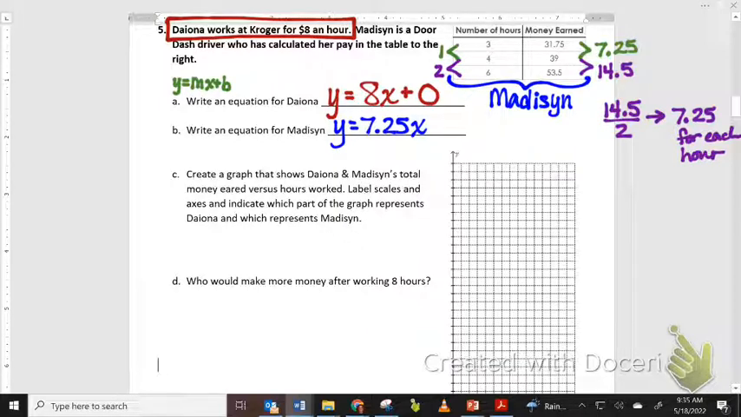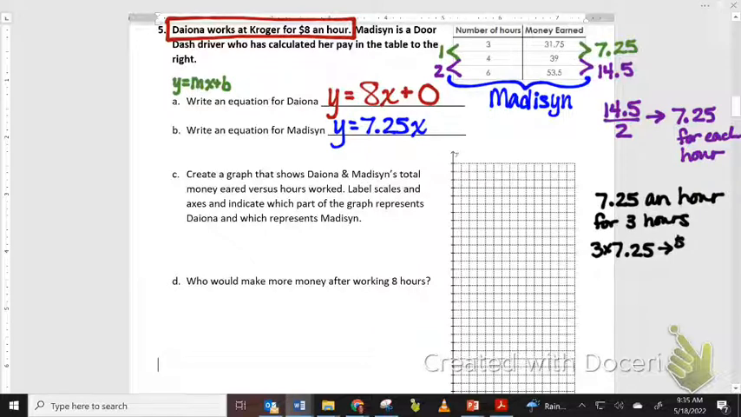Oh, it's 10. How do we find that out? You multiply the rate by 3, and then subtract that by the per hour. 7.25 an hour. For 3 hours, so 3 times 7.25. What'd you get when you did that? 3 times 7.25 was 21.75? Right on.